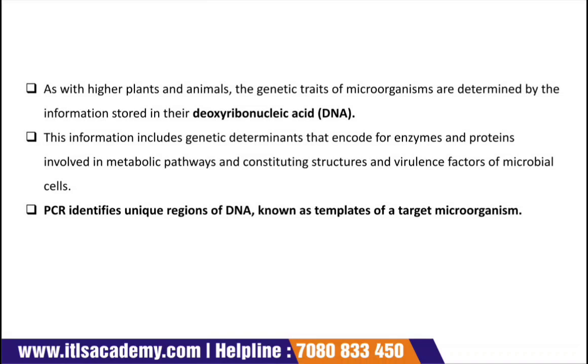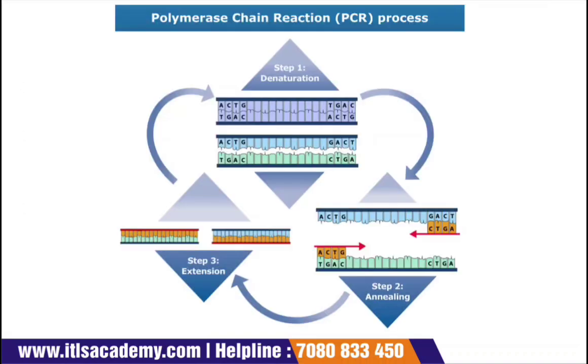And PCR identifies a unique region of DNA that is known as the template of a target microorganism. This is again very important, because in interviews and examinations they can ask you what is unique in PCR, and why it is so much used in food industries. The simple answer is that PCR identifies a unique region of DNA, known as the template of the target microorganism.